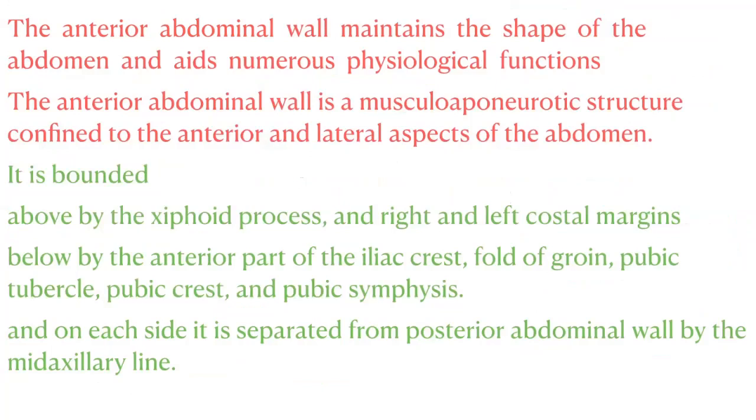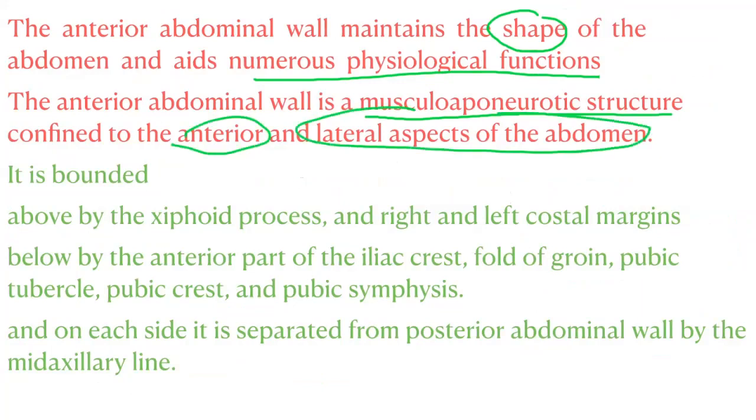The anterior abdominal wall maintains the shape of the abdomen and aids numerous physiological functions. It is a muscular aponeurotic structure confined to the anterior and lateral aspects of the abdomen. The physiology and functions of the abdomen we have already discussed. The anterior abdominal wall especially maintains the shape of the abdomen and physiological functions like respiration, distension of the abdomen after having food, right? And micturition, defecation and all.